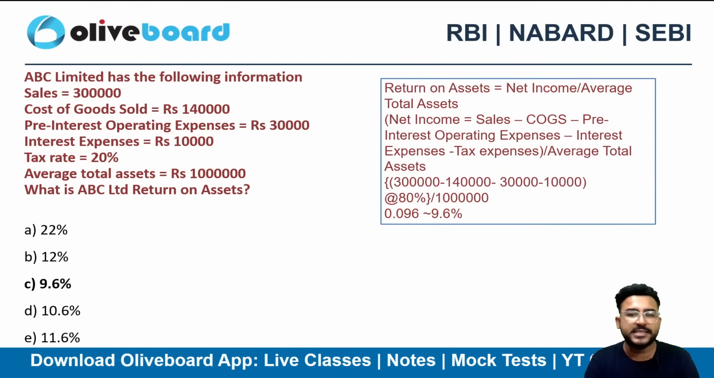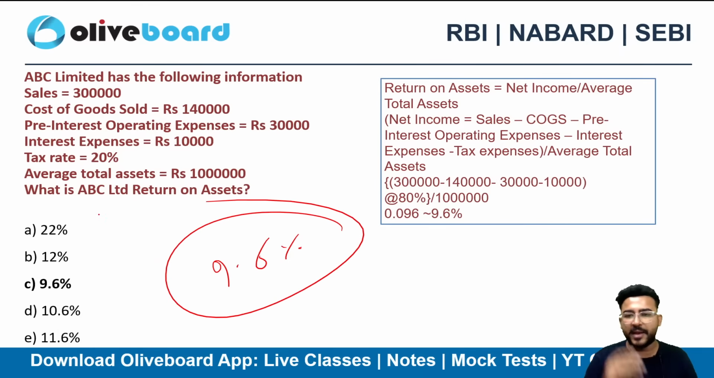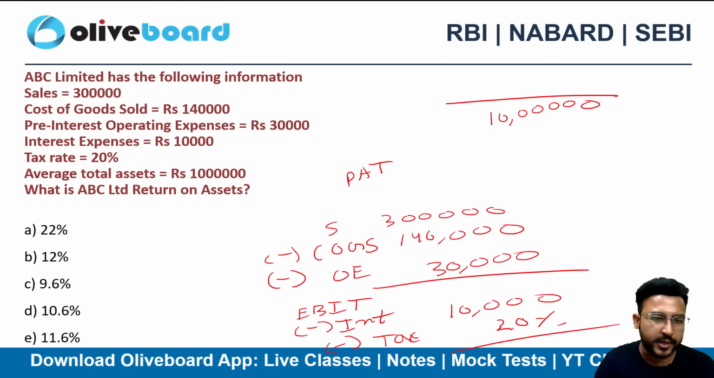So my correct answer here will be, say, 9.6%. 9.6% will be my correct answer, right? We just need to calculate the profit after tax and we need to divide it by the total assets. That will give me my return on assets.